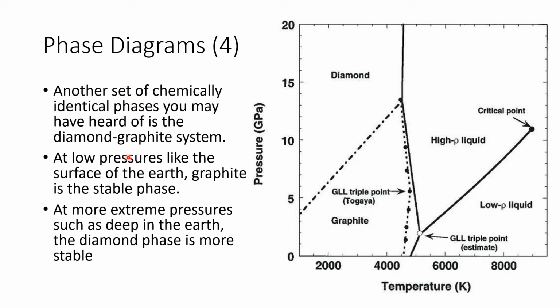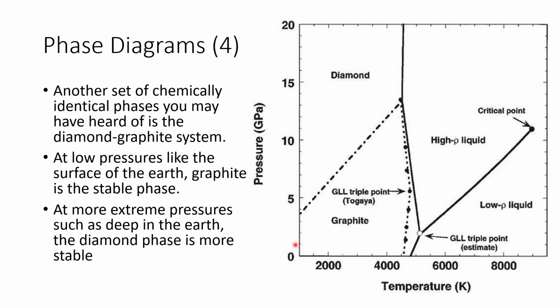Another example is the carbon system. You may have heard of this before, of diamond and graphite being both just carbon. They are pure carbon. So what differentiates a diamond from just the graphite in an old school pencil? They're exactly the same chemically, but they are different phases of minerals.